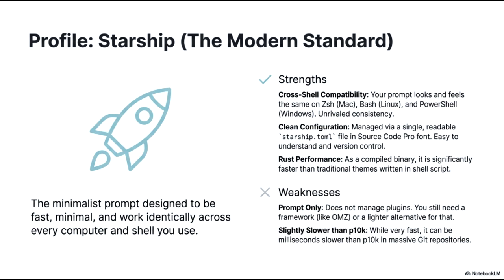Furthermore, because Starship is built in Rust as a compiled binary, it provides a significant performance boost over traditional themes written in shell scripts. However, there are a couple of weaknesses to keep in mind. First, Starship is strictly a prompt engine and does not manage plugins, meaning you will still need a framework like Oh My ZSH or a lighter alternative for additional functionality. Second, while it is very fast, it may be a few milliseconds slower than PowerLevel10K when processing massive Git repositories.